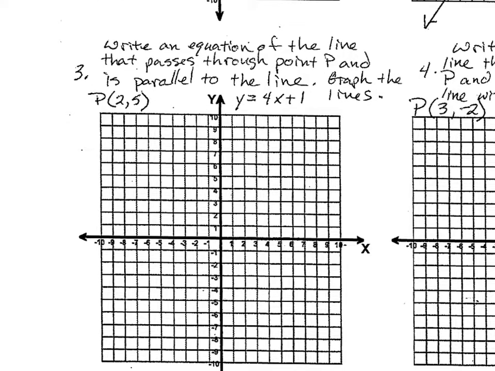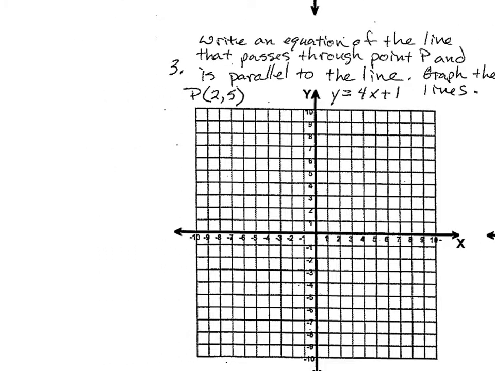Okay, he's wanting you to write the equation of a line that's going through point P, which is at 2, 5, which would be right here. Here's point P. And it's parallel to this line right here, which is y equals 4x plus 1. So just for example, I'm going to graph this other line for you. So the b is 1, the slope is 4, so I go up 4, 2, 3, 4, and over 1.